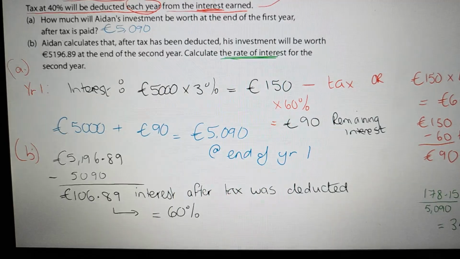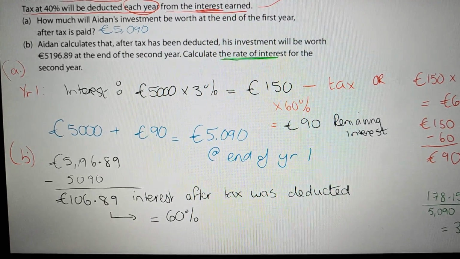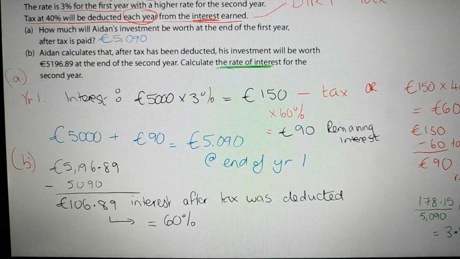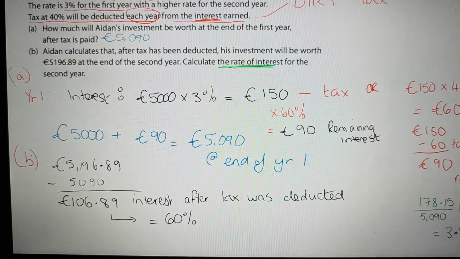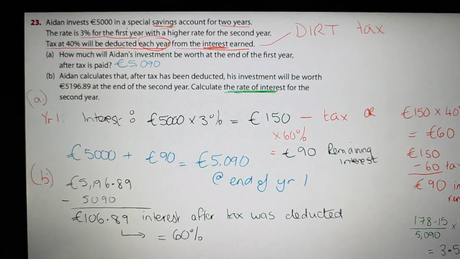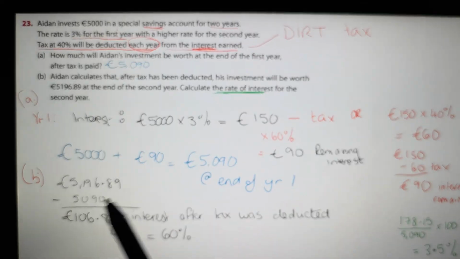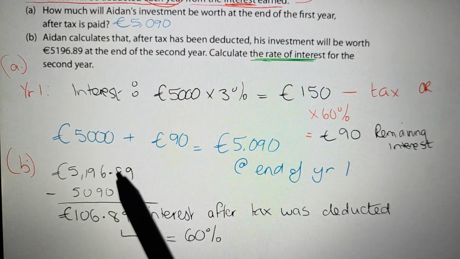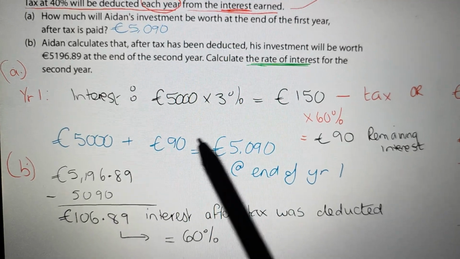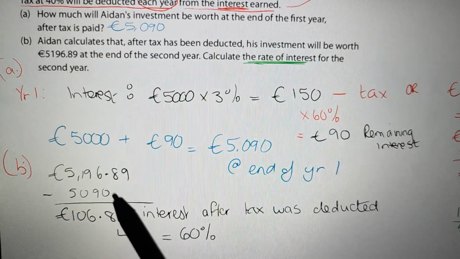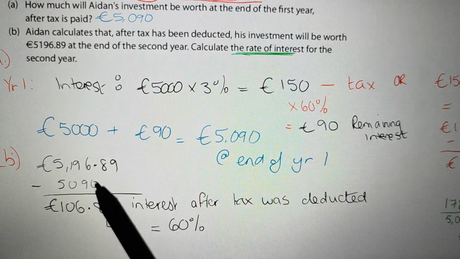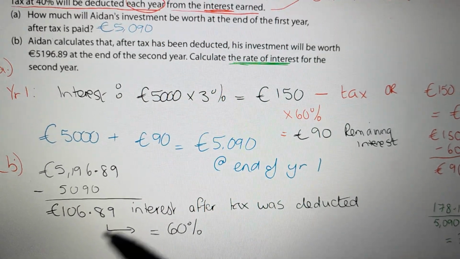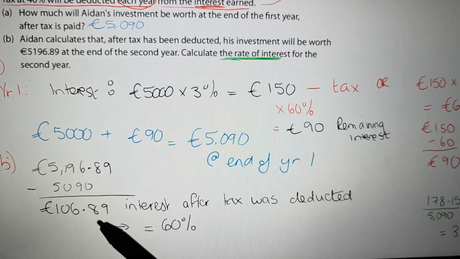But because there's tax involved in the question, I can't use the compound interest formula to find out what the interest rate is, because the interest rate is going to be adjusted based on the tax calculation. So how we answer this one is, at the end of the second year, that is the value of his investment, 5,196 euro and 89 cent. But it was originally worth 5,090 euro at the beginning of the second year. So if we subtract one from the other, that'll tell me how much interest he earned for that year, as in how much interest did he get to take home.